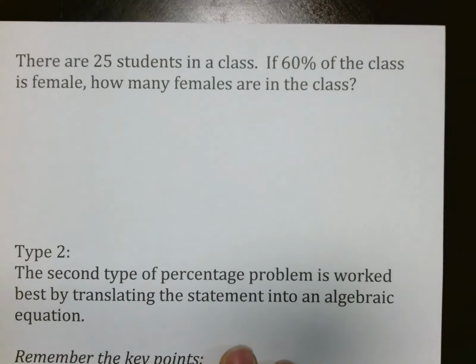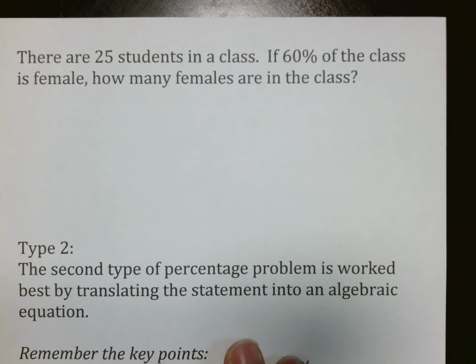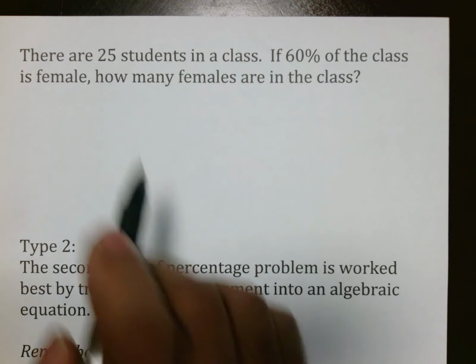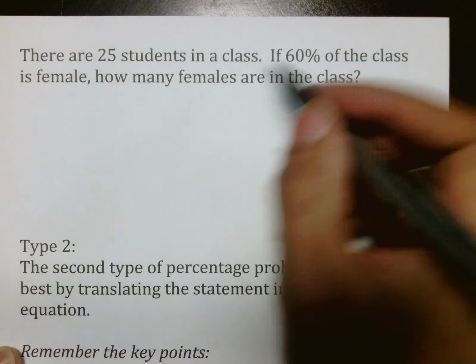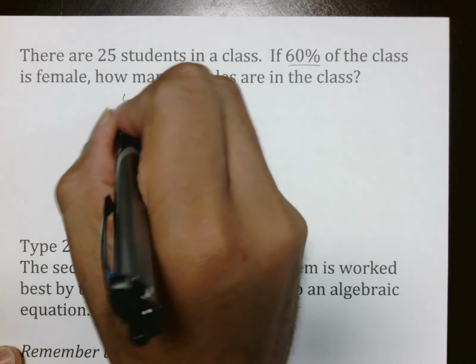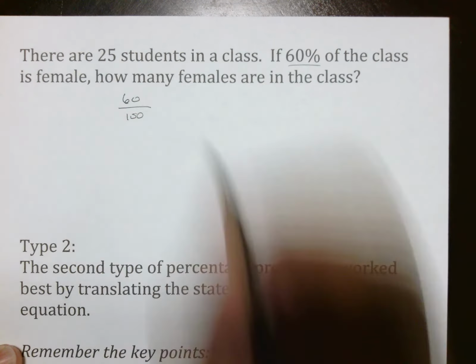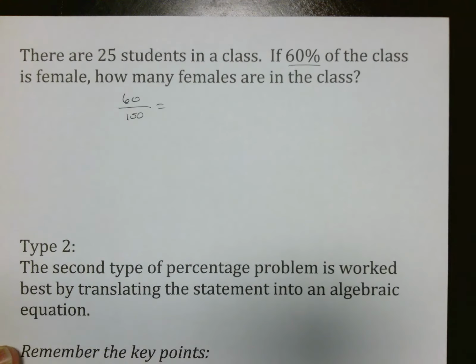There are 25 students in the class. If 60% of the class is female, how many females are in the class? Here we go. 25 students in the class. Again, once I see 60%, chances are I'm going to use some sort of 60 over 100 in this type.